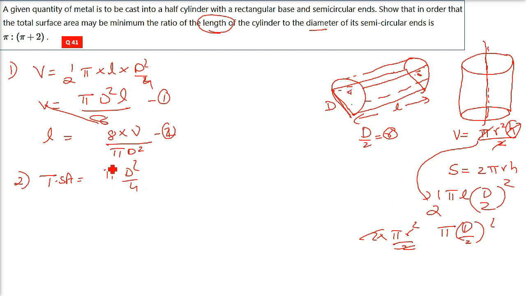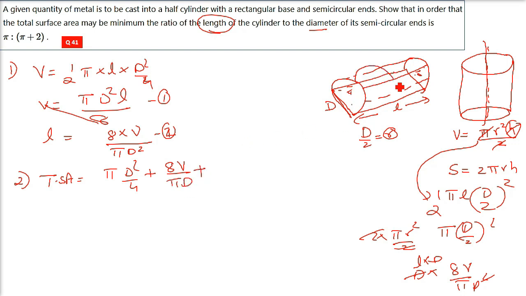How about the rectangle? It's d into L. Length into breadth. What is length? L. What is breadth? D, which is the diameter. And in place of L, just write 8V by pi d square. I am multiplying it now. So d into 8V by pi d square, one d will cancel. So 8V by pi d.